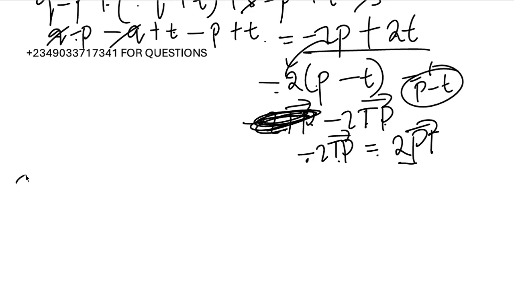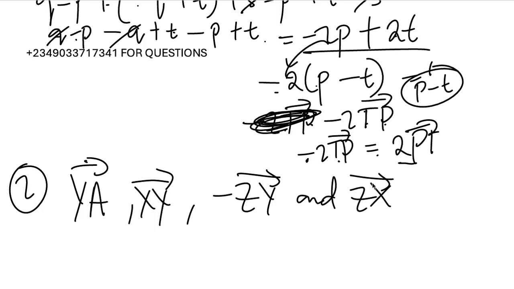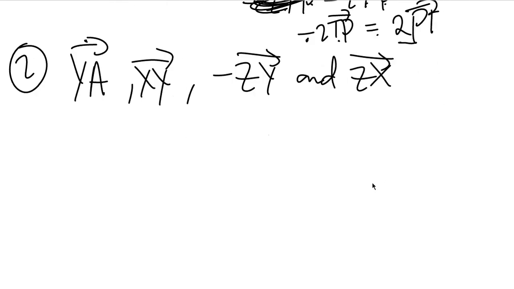So I want you to attempt this question. You could pause the video and then attempt it. So if you're asked the sum YA, XY, negative ZY and ZX, I want you to pause the video based on what I've explained. Do well to attempt it and get it.